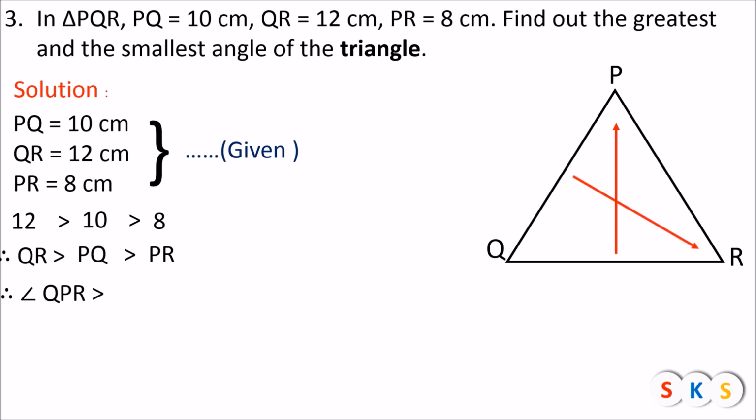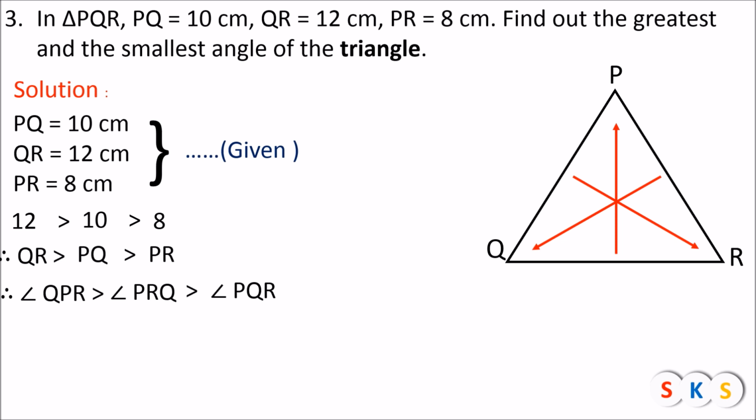Angle R, angle PRQ. So we will write here angle PRQ. And next side is PR, right? And which angle is opposite to side PR? Look at this figure. Which angle is opposite to side PR? Angle Q, that is angle PQR. So angle QPR is greater than angle PRQ is greater than angle PQR.